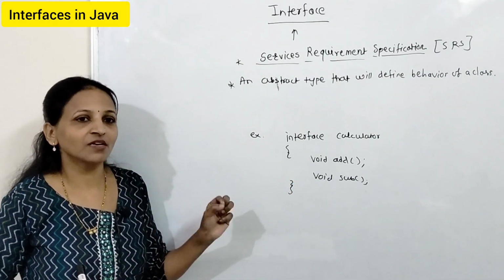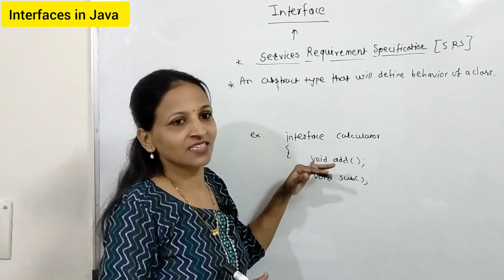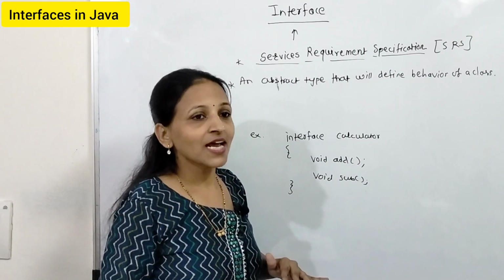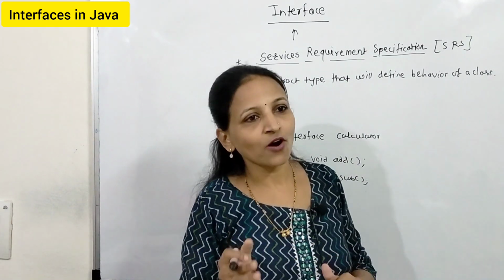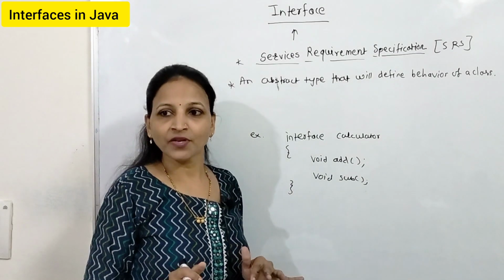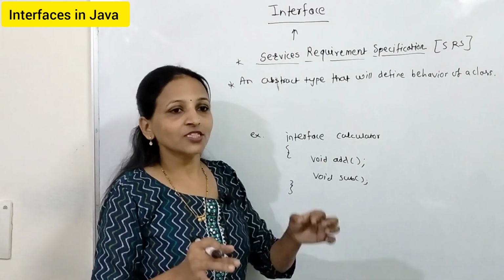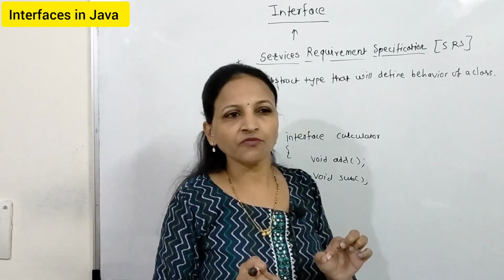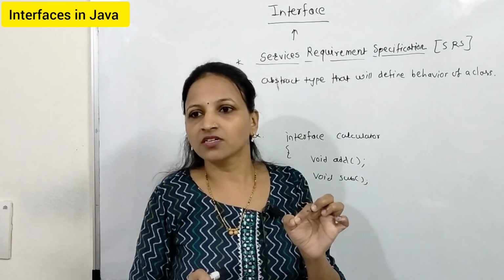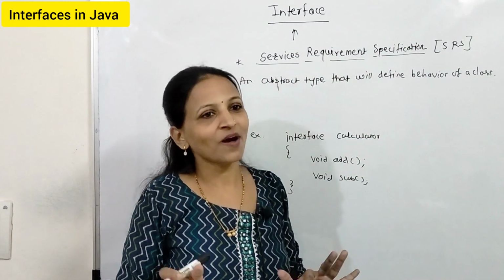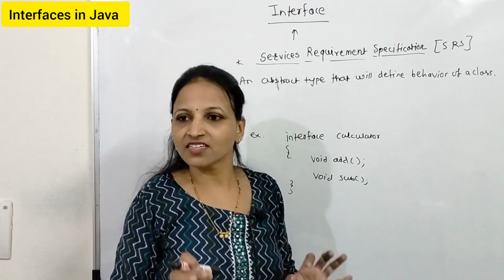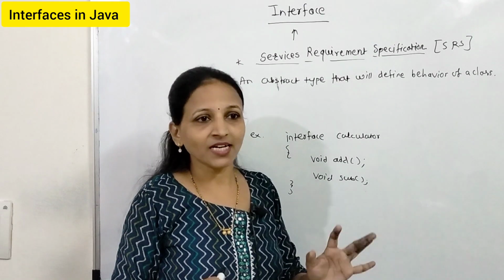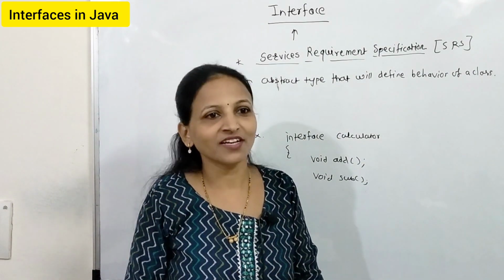The difference between an abstract class and an interface: an abstract class can have concrete methods also, but an interface compulsorily has all abstract methods. An interface provides total abstraction. An abstract class can provide partial abstraction. These are the differences. Why? Because an abstract class can have concrete methods also.